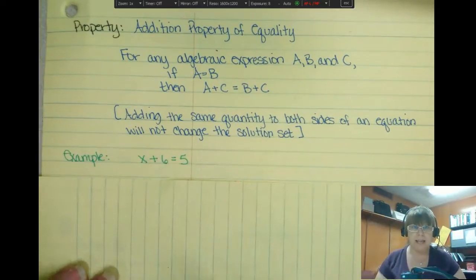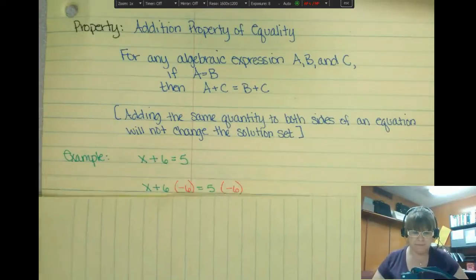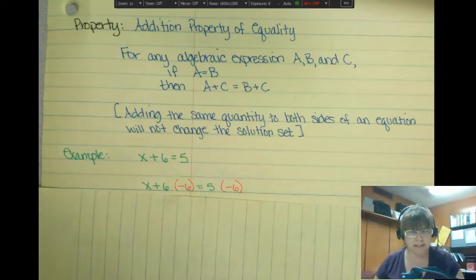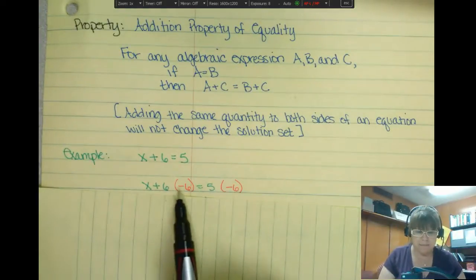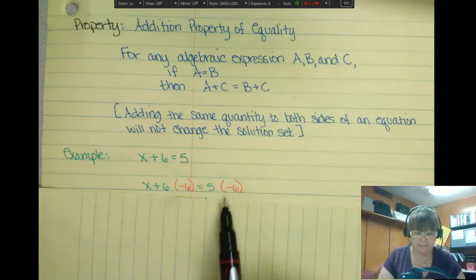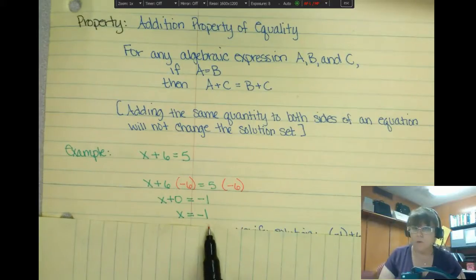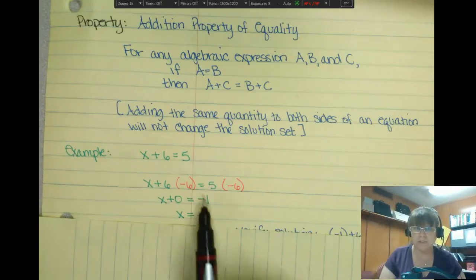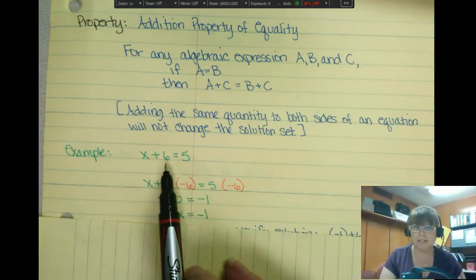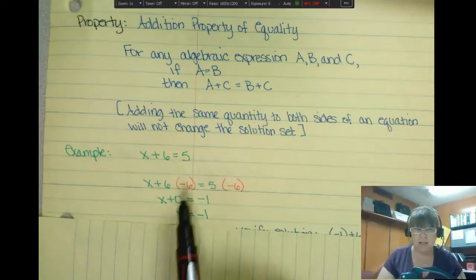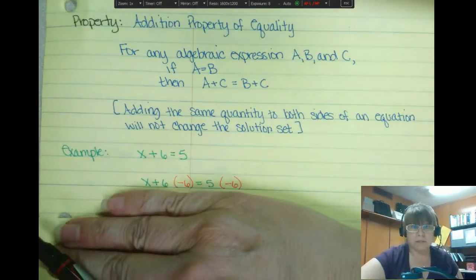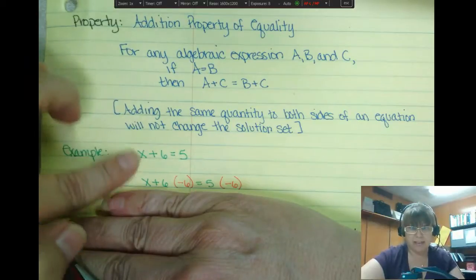For example, x plus 6 equals 5. Let's add negative 6 to both sides. x plus 6 minus 6 equals 5 minus 6. x plus 0 equals negative 1. x equals negative 1. So although we changed the look of it, negative 1 is the solution even to the original problem. Negative 1 plus 6 is 5. And now, negative 1 is the same solution set to x plus 6 minus 6 equals 5 minus 6. They look different, but they have the same solution set.